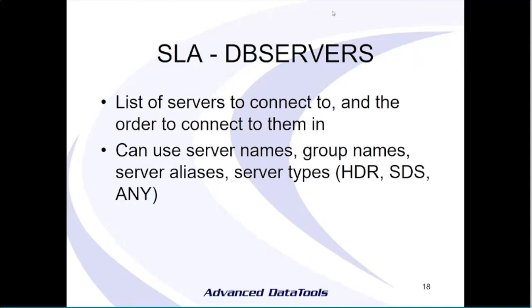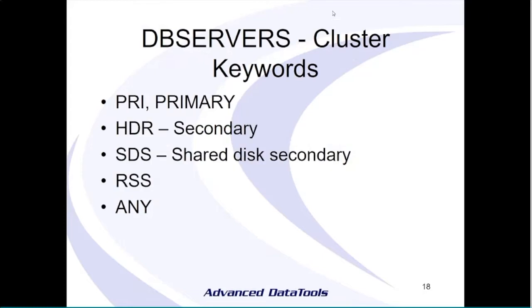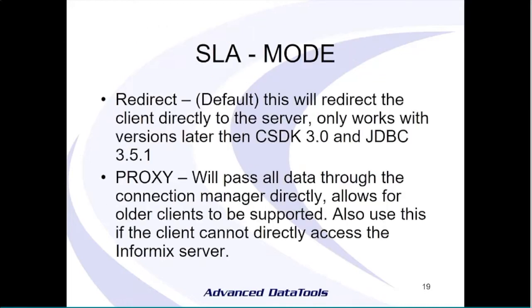Next one is DB servers. So this is the list of servers you want to actually connect to and manage, and the order you want them in. You can use server name, a group name, the alias, or the HDR type, so HDR, SDS, primaries, or any, which will just pick all of them. So I spelled them out here: primary, HDR, SDS, RSS, or any, which, if you're feeling really lazy, you just want to do whatever one is most available.